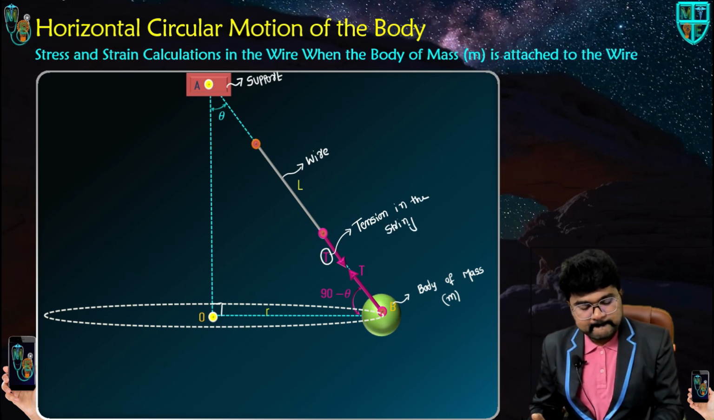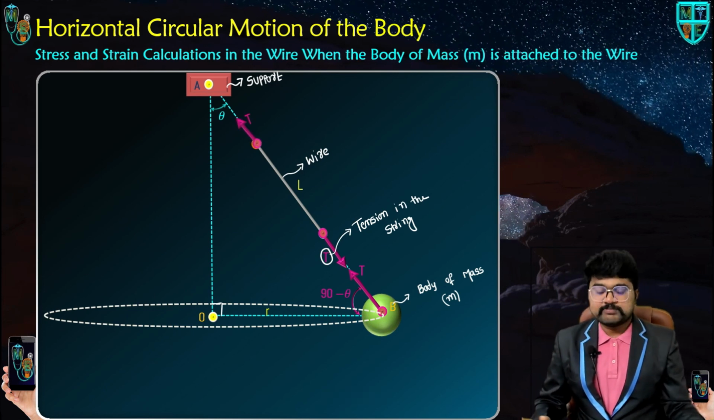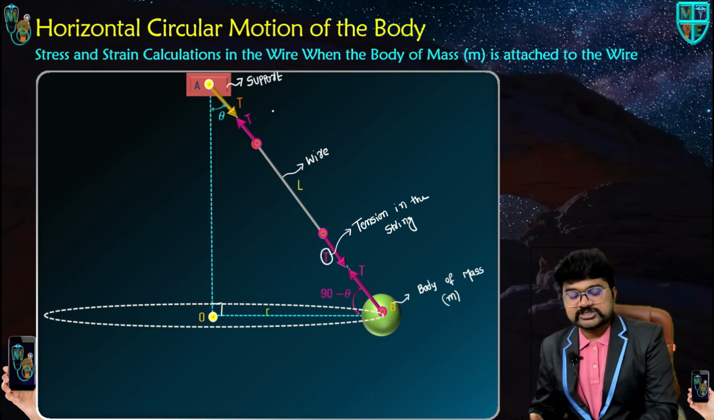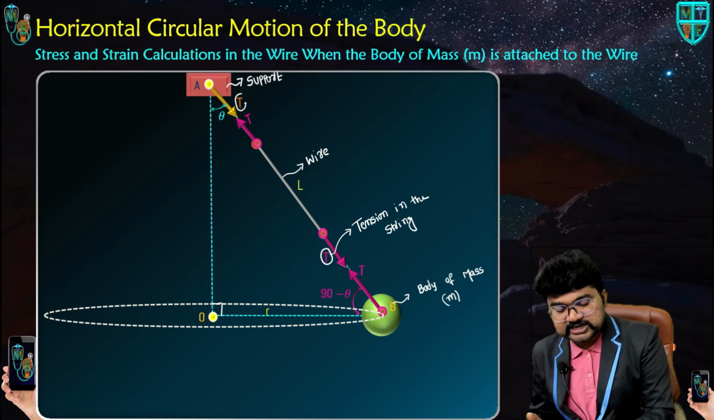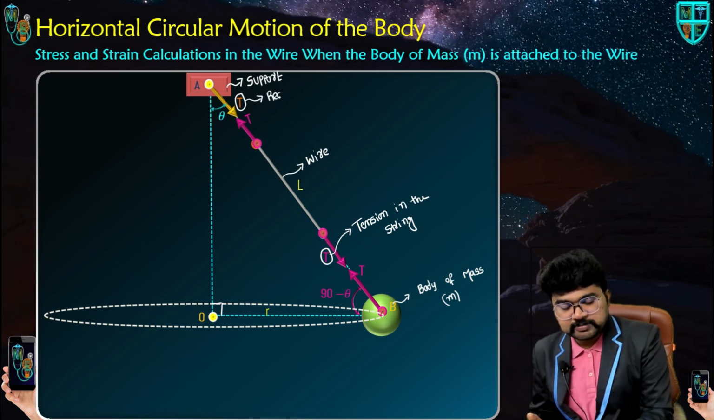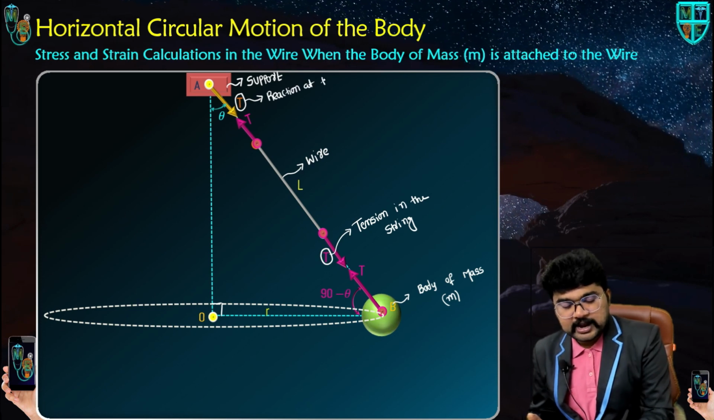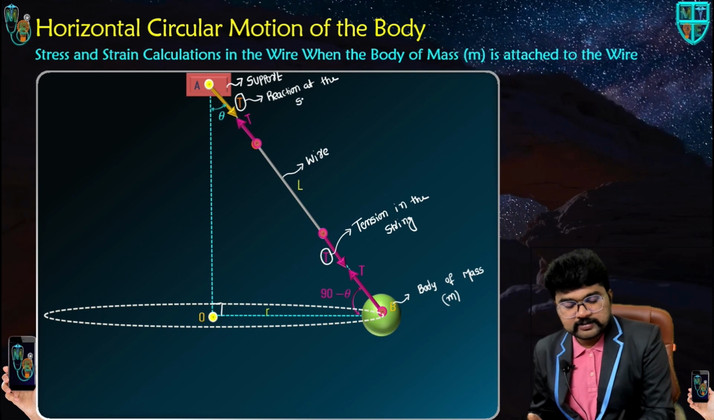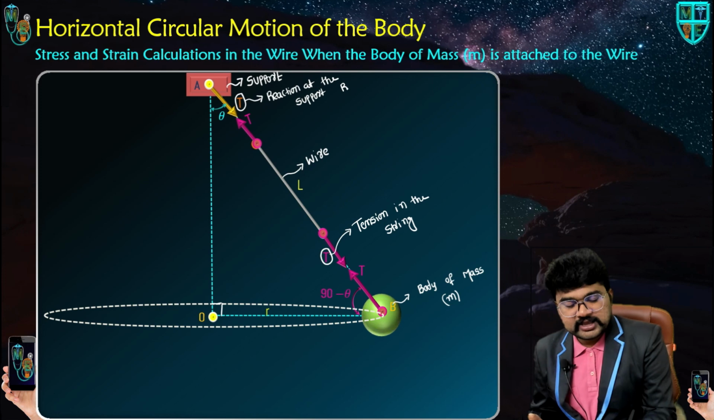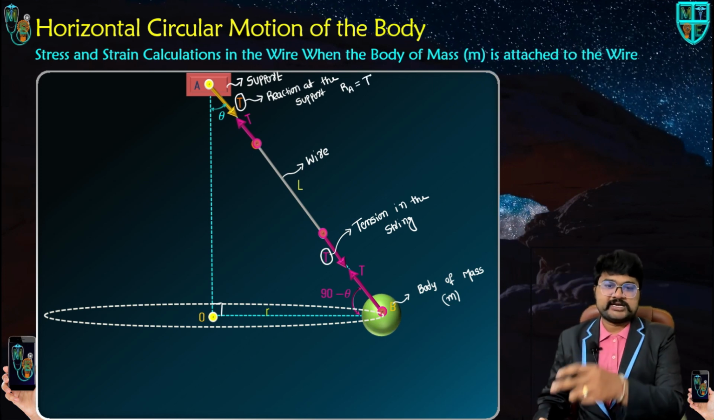Tension in the string always pulls the body. This tension is pulling the wire. This tension is pulling this particular support. Here it is what? Reaction at the support. Understood? I can say that RA equal to tension in the string. That is the reaction at support.